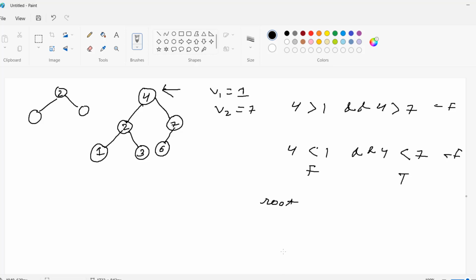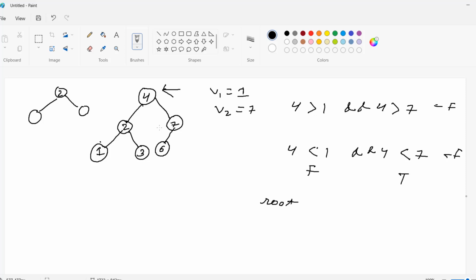So how did we come to that result? If our v1, v2 values come between left and right, that means the joining node will be our required result. So what is the joining node? Joining node is 4 because 1 is there and 7 is there. If we calculate 1 and 7, we will not even go into that. It is not even true in the greater, it's not even true in the smaller. So that means this will be our answer. Okay, so we understood this part.